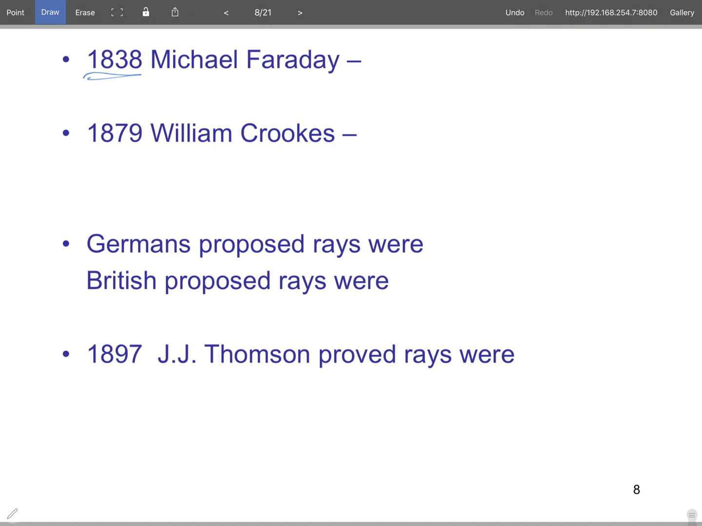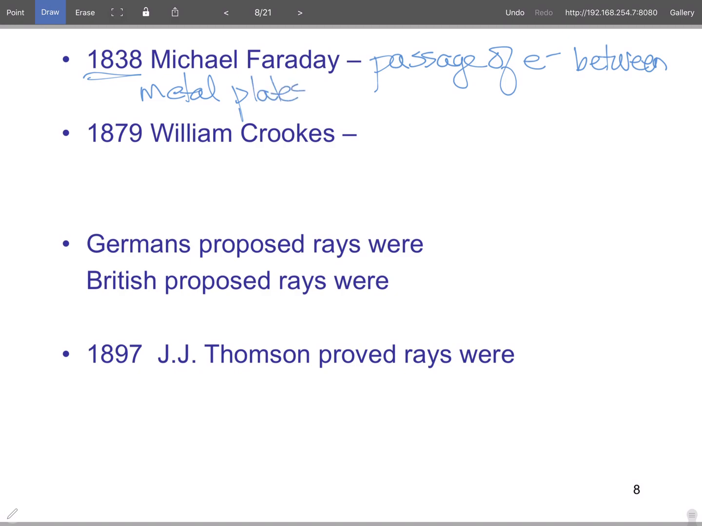Now, you will encounter Michael Faraday again if you take 1212 in chapter 20 because he is the father of electrochemistry or electricity. And so he came up with the passage of electrons between metal plates, and these were important because they were able to use these to further study the atoms, and he called those cathode rays.